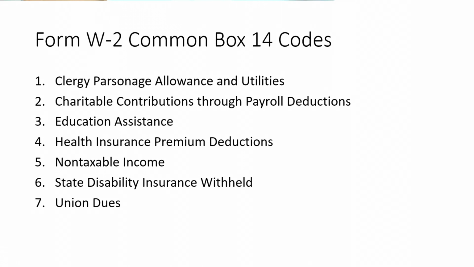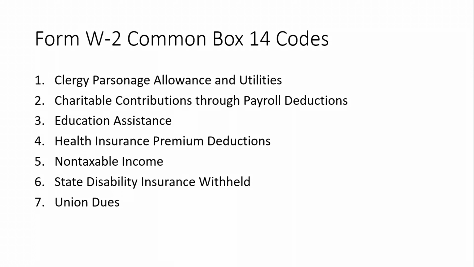Number 4 is health insurance premium deductions. Now this is different from box 12 code DD. Code DD in box 12 is related to employer contributions to a health insurance plan, whereas box 14 is going to be related to health insurance deductions from your paycheck. So you're actually paying this through your W-2 earnings. Number 5 is non-taxable income. Number 6 is state disability insurance withheld, if applicable. And number 7 is union dues.